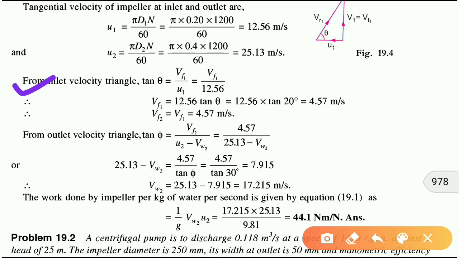From the inlet velocity triangle, tan theta is equal to Vf1 upon u1, which is equal to Vf1 divided by 12.56, which is the value of u1. Hence the value of Vf1, after putting all these values, we will get as 4.57 meter per second. So the value of Vf2 will also become 4.57 meter per second.